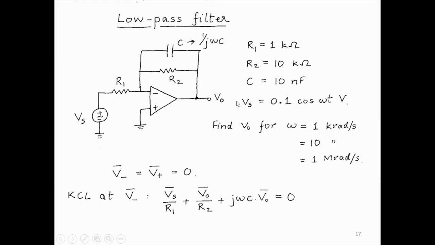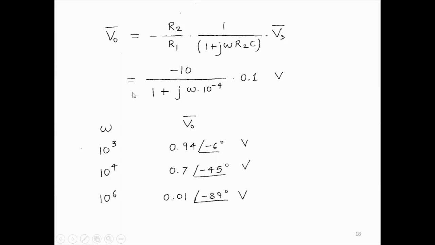So what we'll do is find an expression for VO in terms of omega and then substitute omega values to get the actual expression for VO. First we analyze this circuit. Of course, V minus is equal to V plus for the op-amp. Then we write a KCL at the negative node. This node is 0. As we do for op-amps, we take the sum of the currents entering the node to be 0. So Vs by R1 plus VO by R2 plus VO by 1 over j omega C equals 0. So Vs by R1, VO by R2 plus j omega C into VO equals 0. We want to solve for VO. Vs is known.